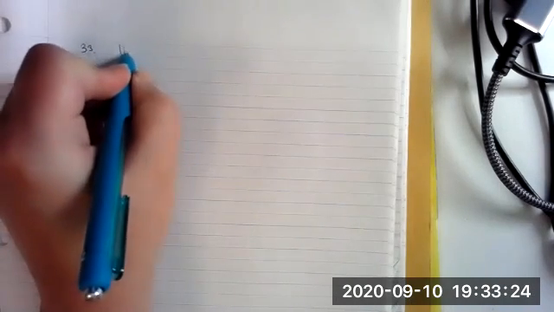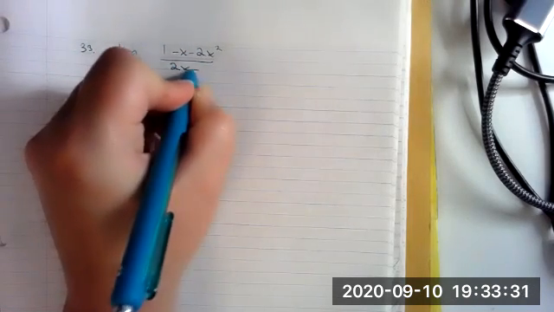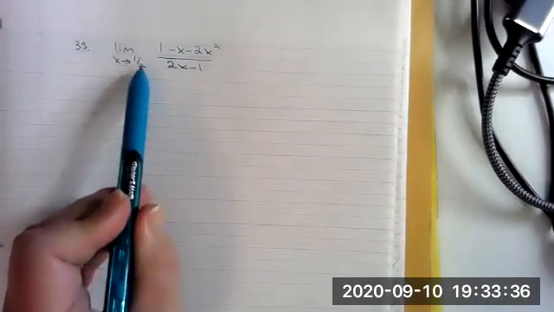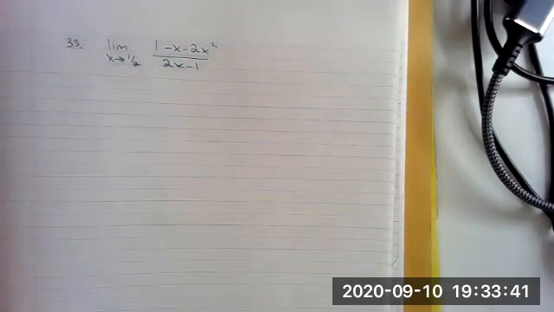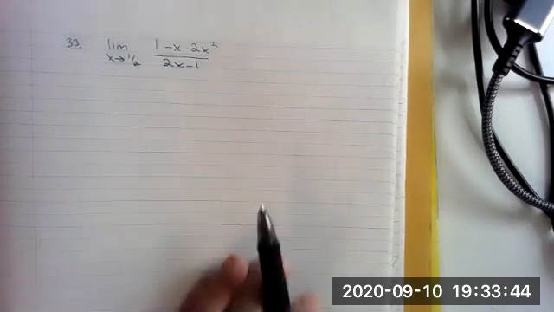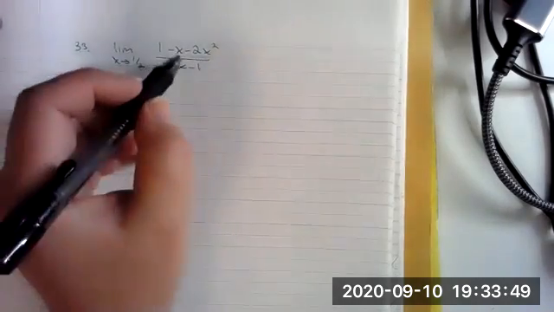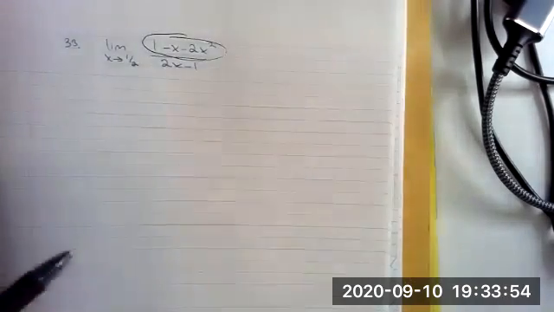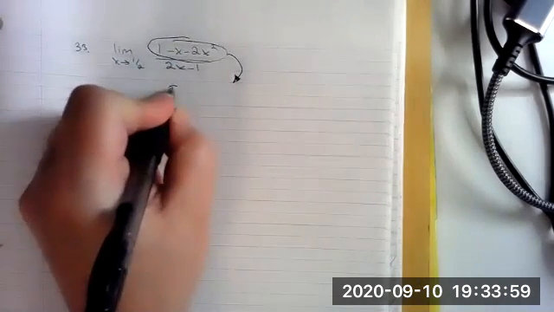Number 33 was the limit as x approaches 1/2 of 1 minus x minus 2x squared divided by 2x minus 1. Again, like so many of these, if you substitute 1/2 in for x, you get a 0 denominator. So we're going to have to, as we did before, manipulate the expression so that we can find out what the limit is. I always tell you to look for factoring first. This is factorable.